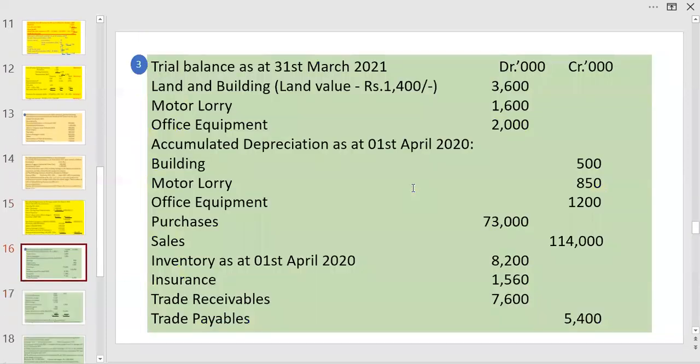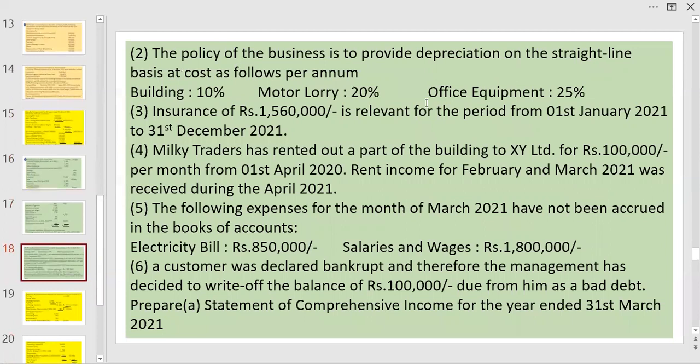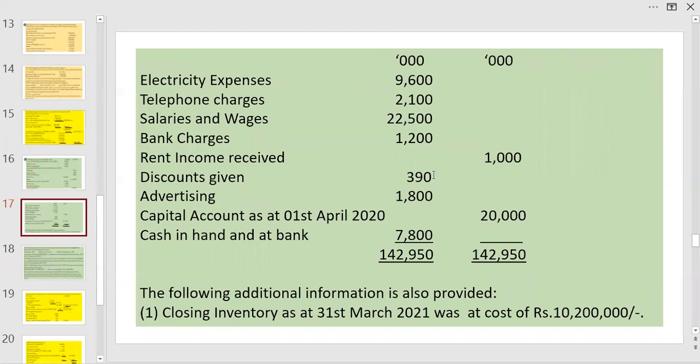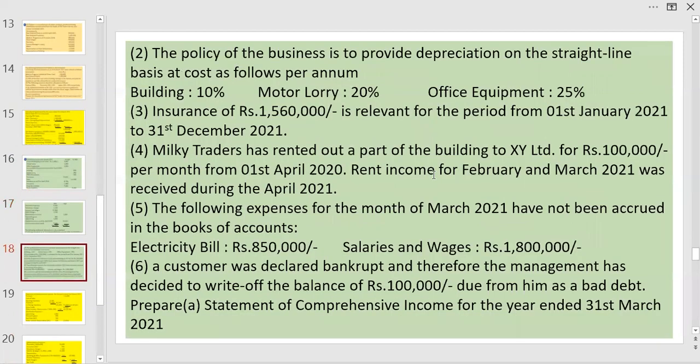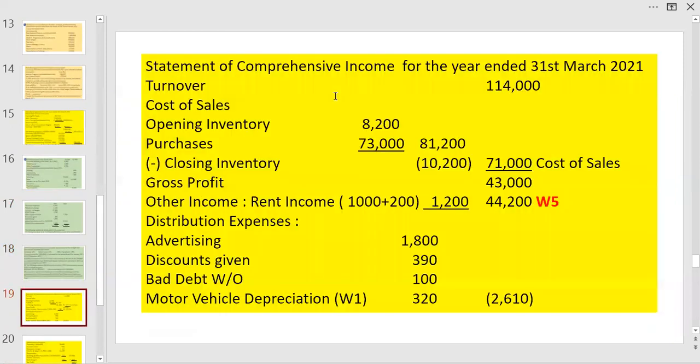In this sum, trial balance as at 31st March 21 is given. Since we could not accommodate them in one slide, we have spread them into 2. Land and building 3,600, out of which land is 1,400, indicating the building is 2,200. Under the additional information, closing stock is given. 2, all depreciations are provided on straight line basis. Different percentages are given here.